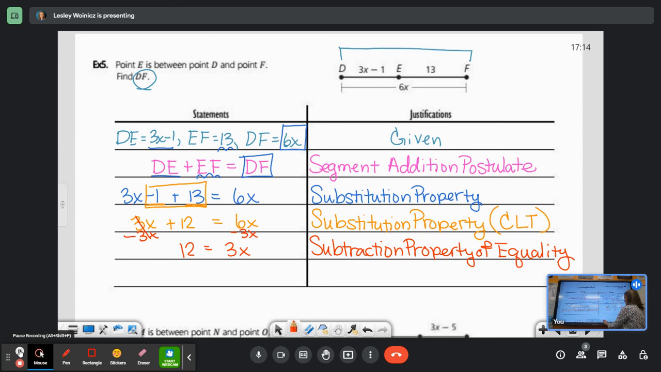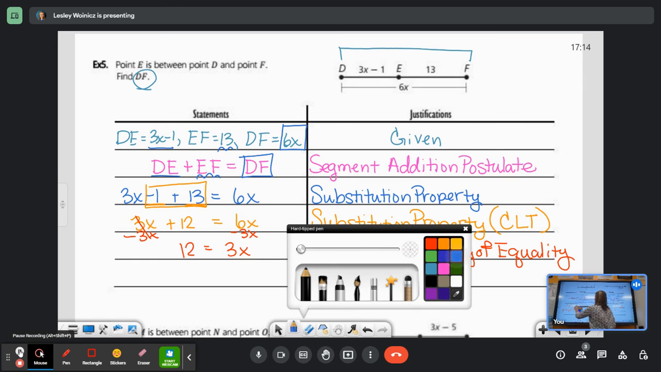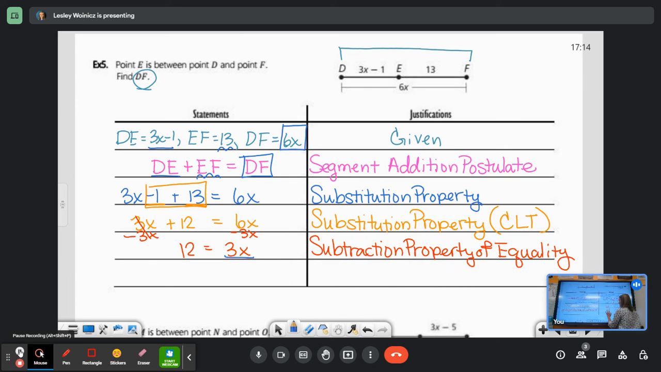Last but not least, we have to divide both sides by 3. That gives us 4 equals x. That is the division property of equality.